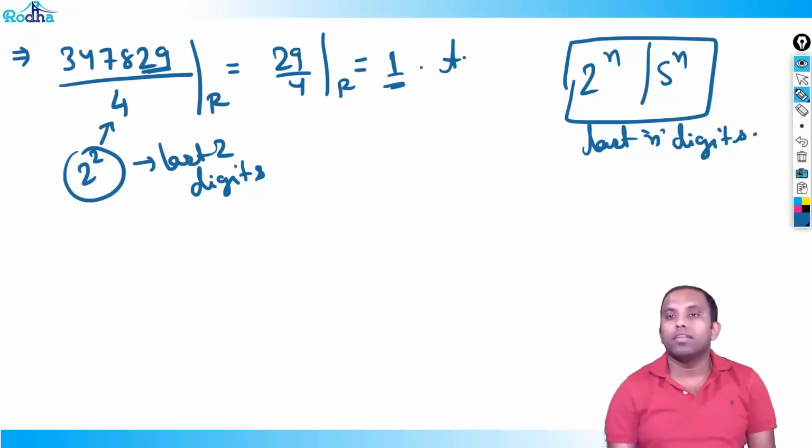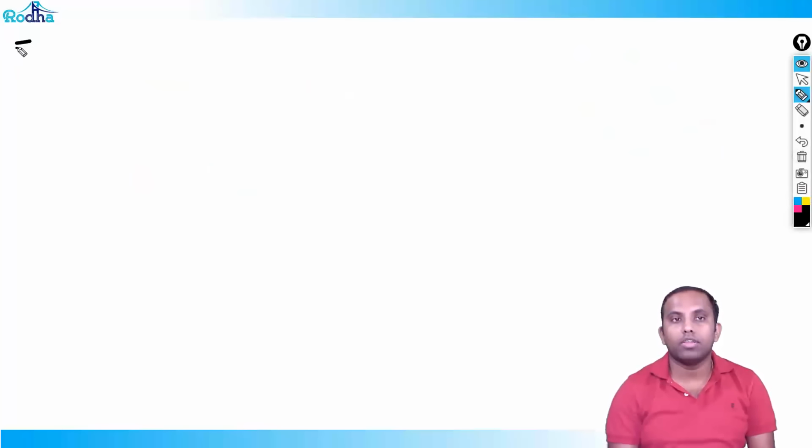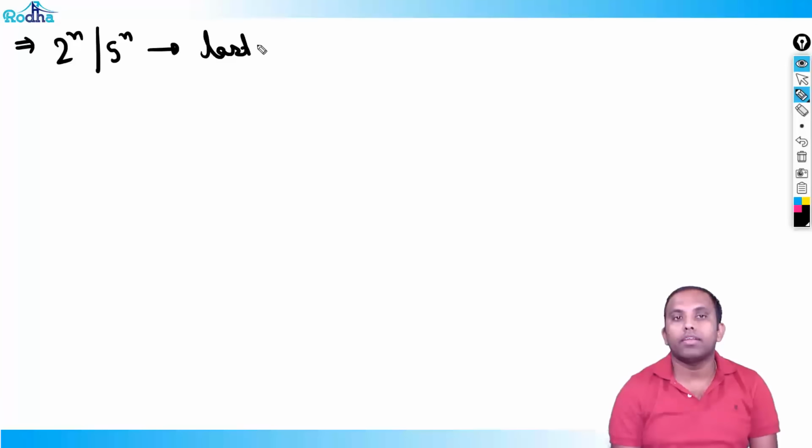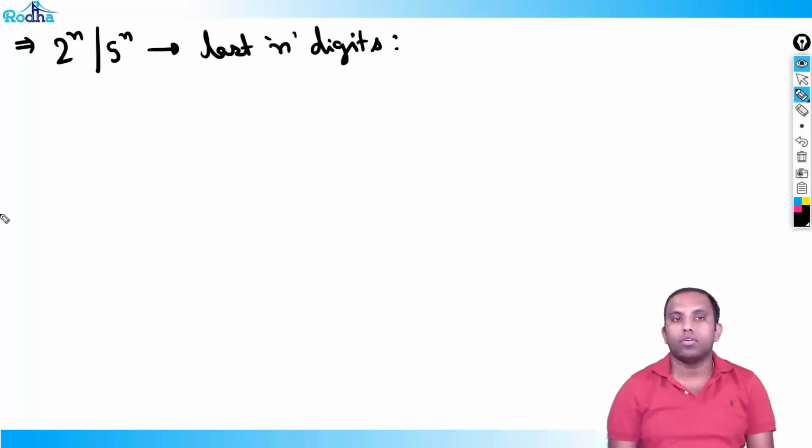Okay, so this takes care of all the numbers of the form 2 raised to n and 5 raised to n. What is the rule? Check for the last n digits. That's it.